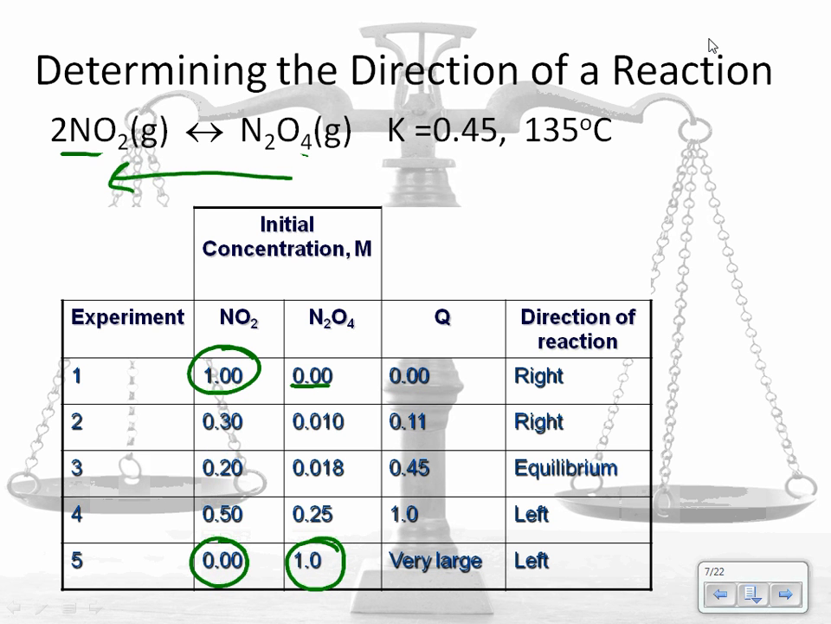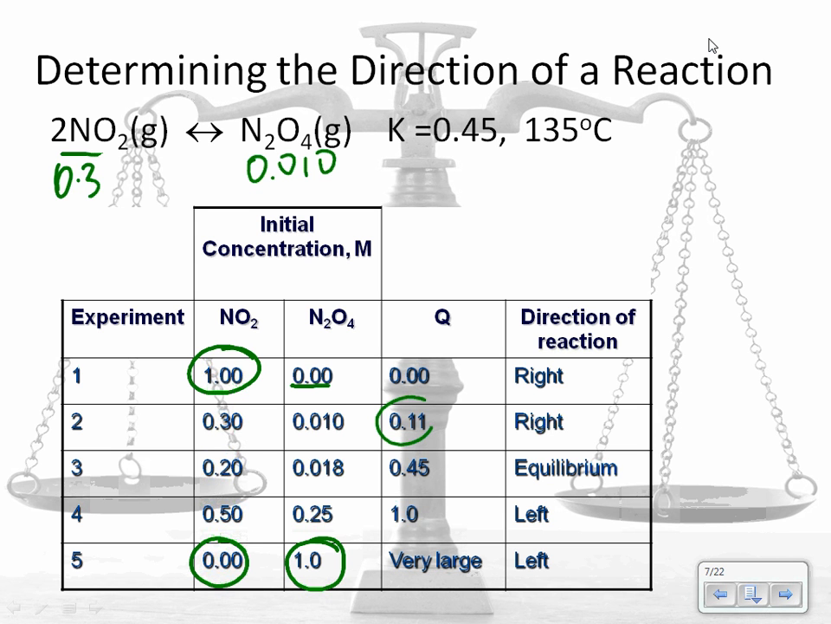If I look at experiments 2, 3, and 4, I've got various concentrations of NO2 and N2O4 that I'm starting with. In my second experiment, I start off with 0.3 moles per liter of NO2 and 0.010 moles per liter of N2O4. Just by looking at those numbers, you can't necessarily tell for sure, based on the temperature and those numbers, which way this reaction needs to proceed to reach equilibrium. So that's when we calculate Q.